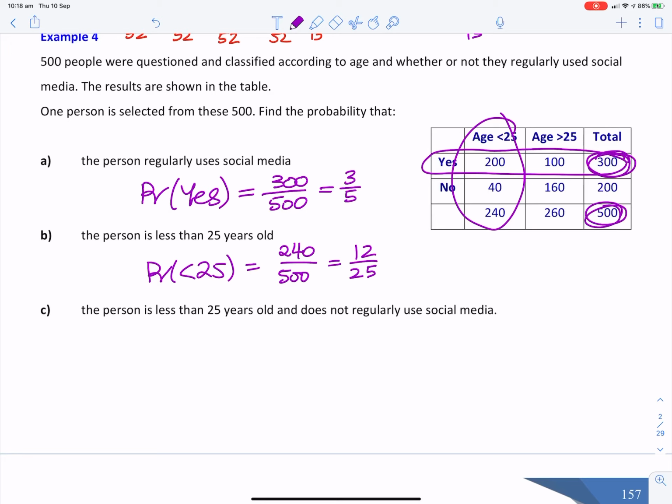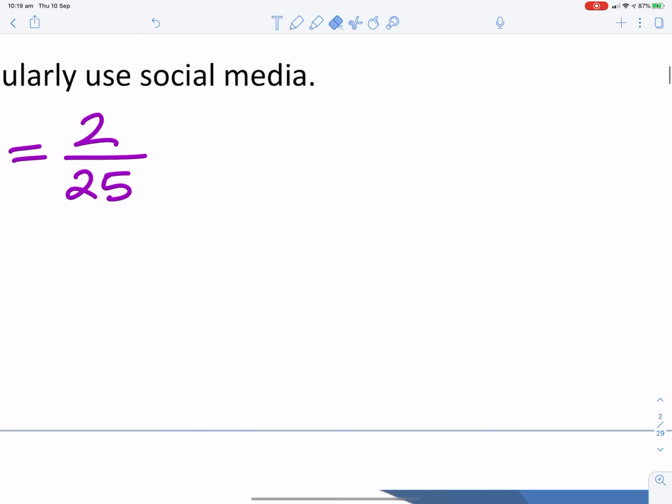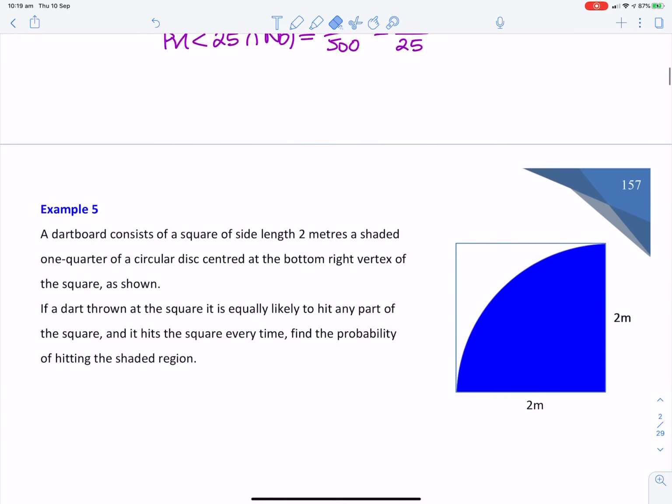The person is less than 25 years old and does not regularly use social media. So the probability that they're less than 25 and does not regularly use social media. In this case here, we want to see where they cross over, which is 40, less than 25 and does not regularly use social media. 40 out of 500. Divide them both by 20 and we get 2 out of 25. So that's just using our basic rules for probability: the number of successes out of the total number.